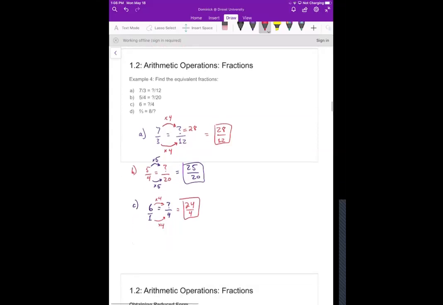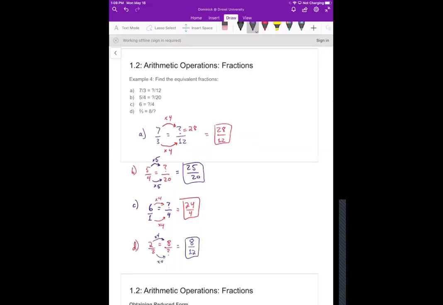All right, and then last but not least, we have 2 over 3 is equal to 8 over question mark. Now, just because the question mark is in the bottom doesn't mean that we approach the problem any differently. To go from 2 to 8, you still need to multiply by 4. So I better do the same thing in the bottom. If I do 3 times 4, I get 12. So then 2 over 3 is the same thing as 8 over 12.